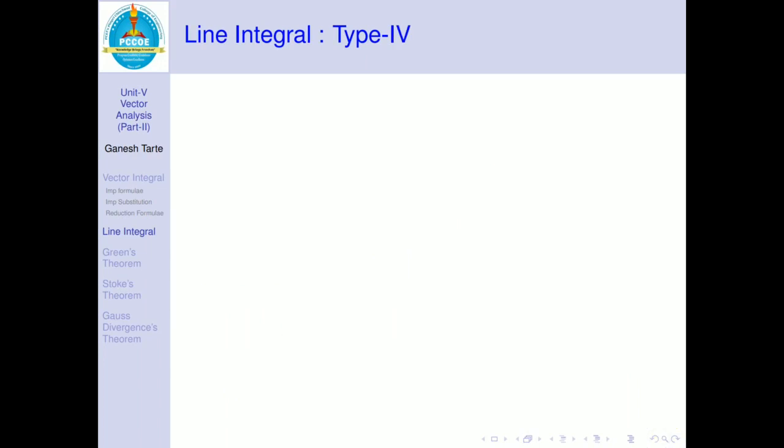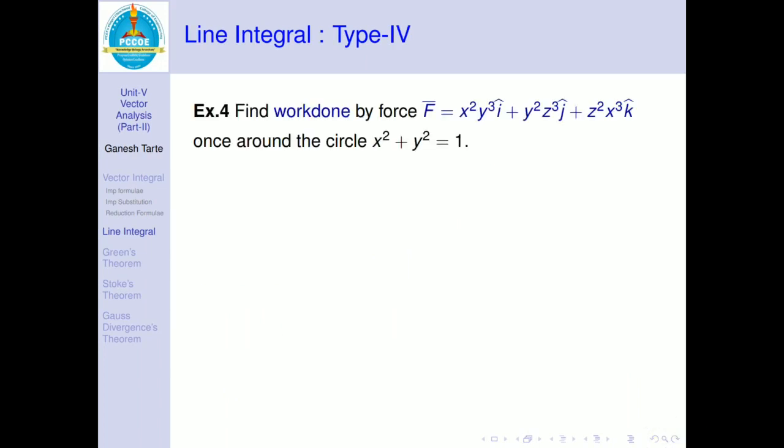Now type number 4, find the work done by the force. Work done means again a line integral. Force F bar equals x square y cube i plus y square z cube j plus z square x cube k, once around the circle x square plus y square equals 1. So here we have to find the line integral or work done around the circle. Here the path is circular and therefore we use standard substitution to evaluate this line integral. So it is type number 4.